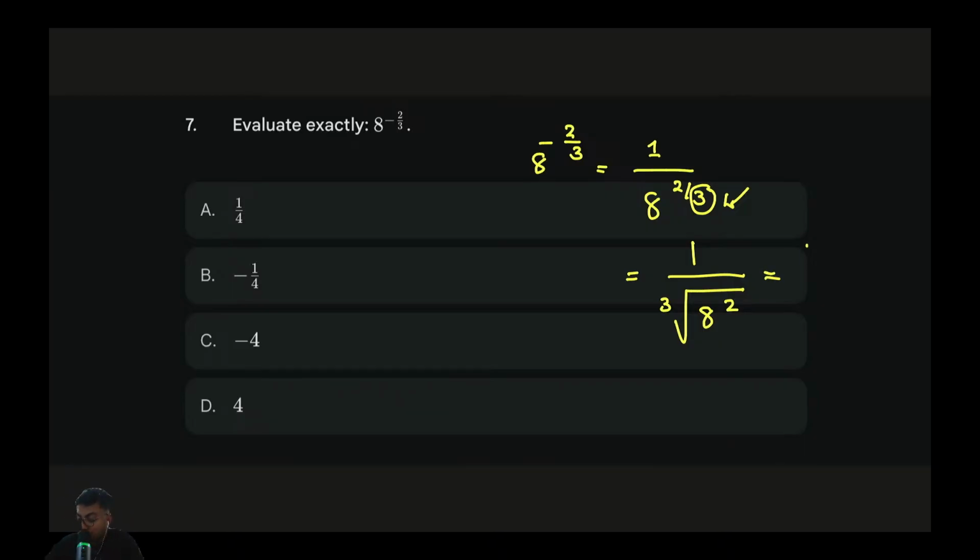So this is going to be 1 over cube root of 64. So cube root of 64 equal to 4. So the answer is 1 over 4. Number 7. Okay, thank you.